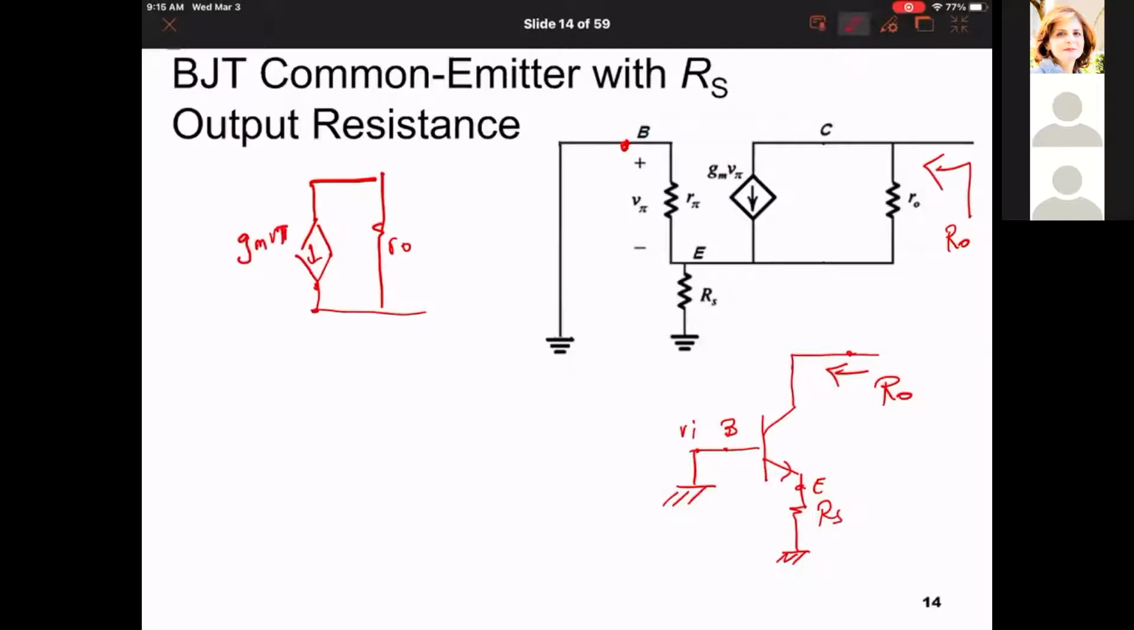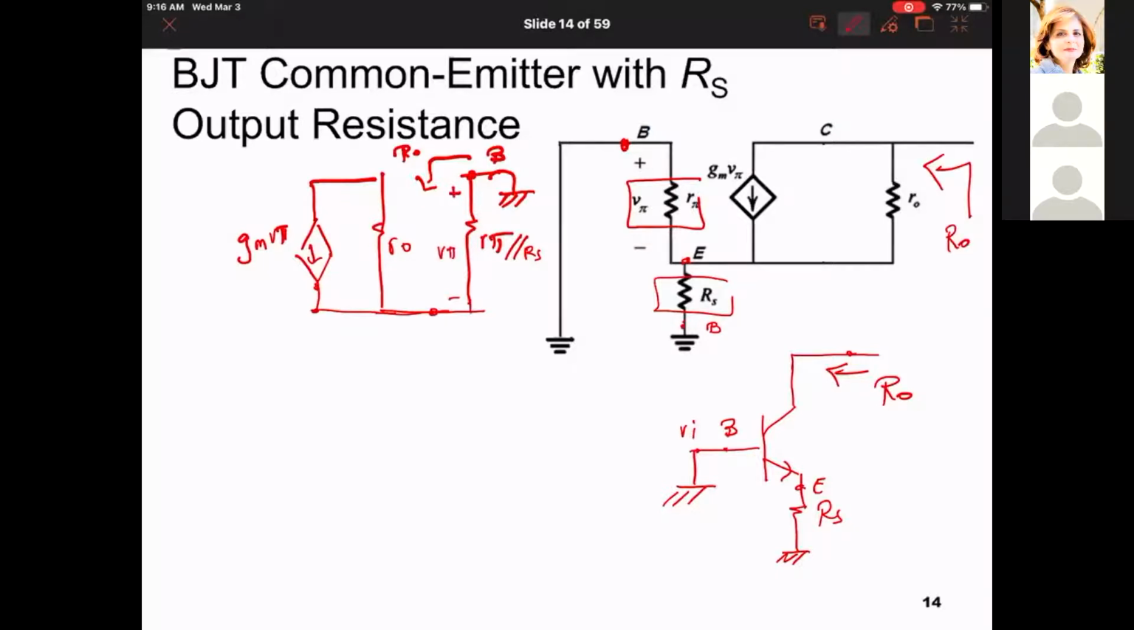Okay, and at this node, if I want to look at this resistor and this resistor, really I'm looking at RO between this node and the ground. But this node, ground is really now node B. And so between B and E, I have R pi. Also this node is ground, so it is also B. And between B and E, I have RS, so this is R pi parallel to RS. And this is plus minus V pi.